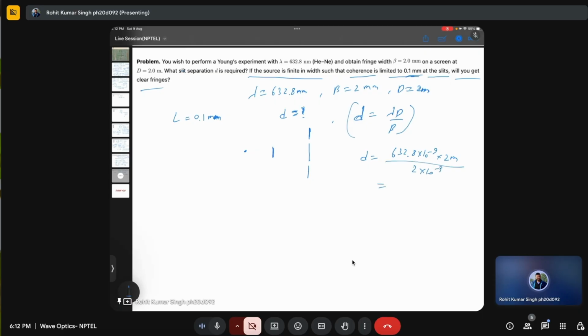If you calculate it, you will get 0.6328 millimeters. So now this distance is 0.632, so 0.6 millimeter roughly.